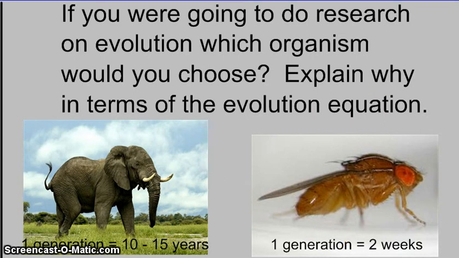This one, you would get a new generation and you would be able to see whether the genes had changed over time within 2 weeks. This one would require 10 or 15 years in order to see whether the genes had changed and whether the population itself had changed. Populations of fruit flies change every 2 weeks. You'll get much more data in a much shorter period of time, and you can learn more about evolution by studying a fruit fly than you can by studying an elephant.